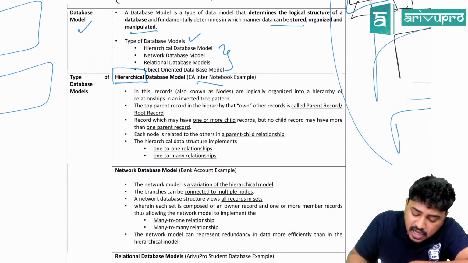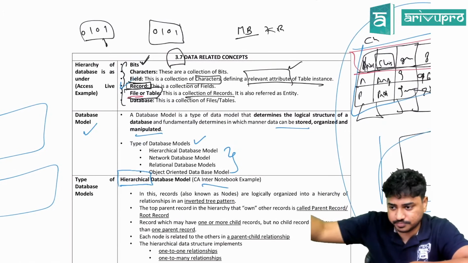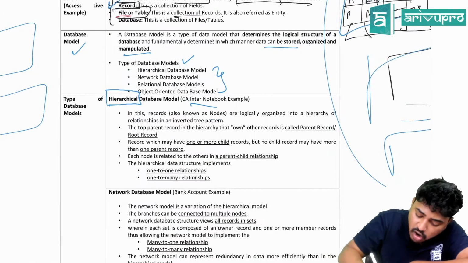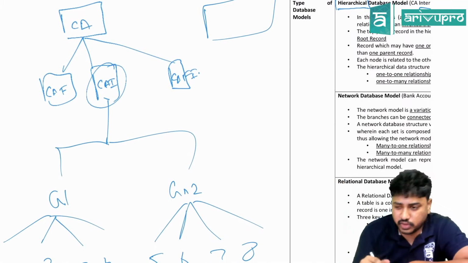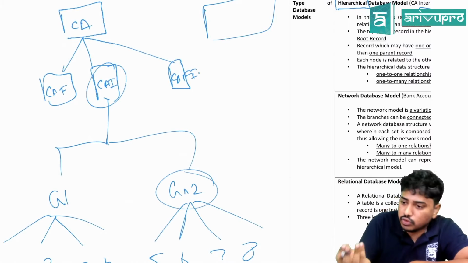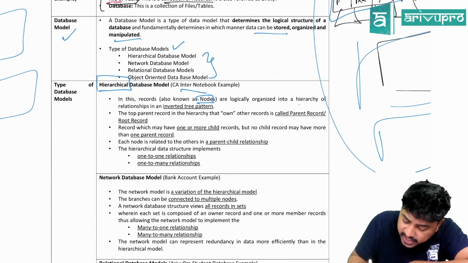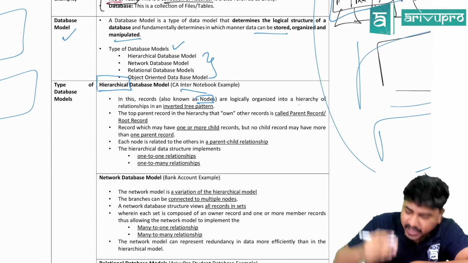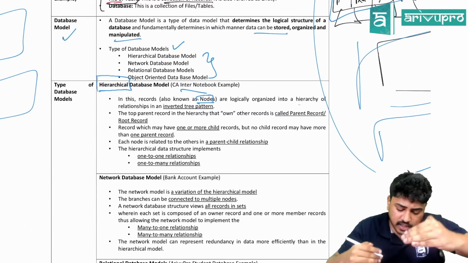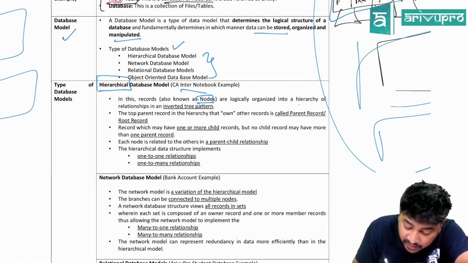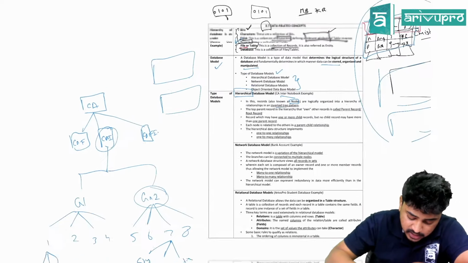In this, records, when I say records, it should hit you what records means. Records are also known as nodes. Nodes means the connecting point. That is, CA intermediate is a record. You can take it as that. Okay. Here, this is a node. Done. They are logically organized in a hierarchical relationship. Hierarchical relationship. You know hierarchical, right? Hierarchy. We know what is hierarchy. Relationship. In an inverted tree pattern. Inverted tree pattern. See, does it look like a tree?